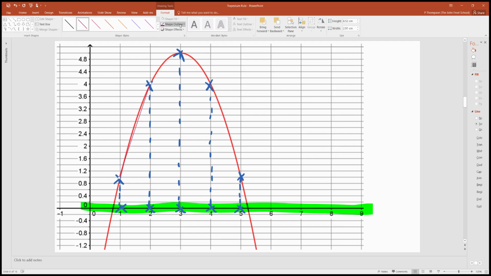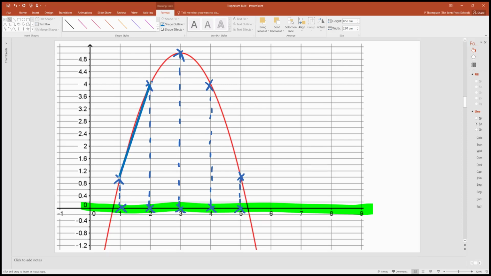Let me make it very thick, about 6 point. I'll make it blue. Then shape outline, blue, dark blue even. Weight, 6 point.